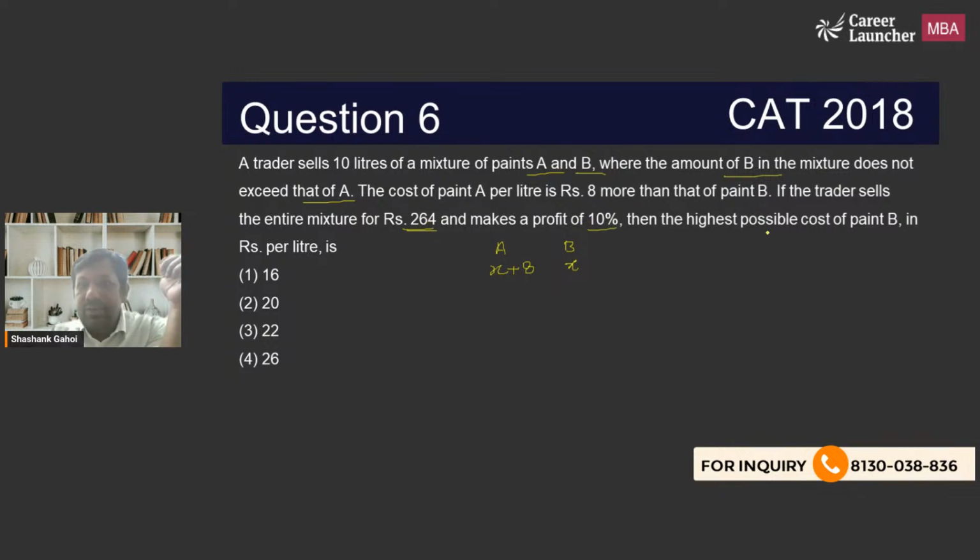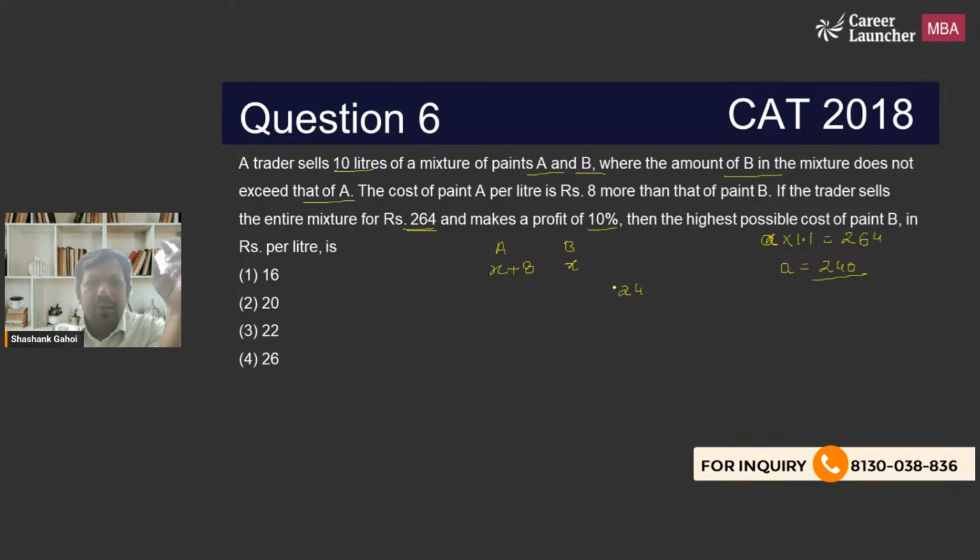So let's say the cost price is A, and he's making a profit of 10%, so A into 1.1 should be equal to the total selling price, that is 264. So from here I can say that the total cost price is going to be 240, and that is for 10 liters, right? So what is the cost price of 1 liter? That is going to be 24.